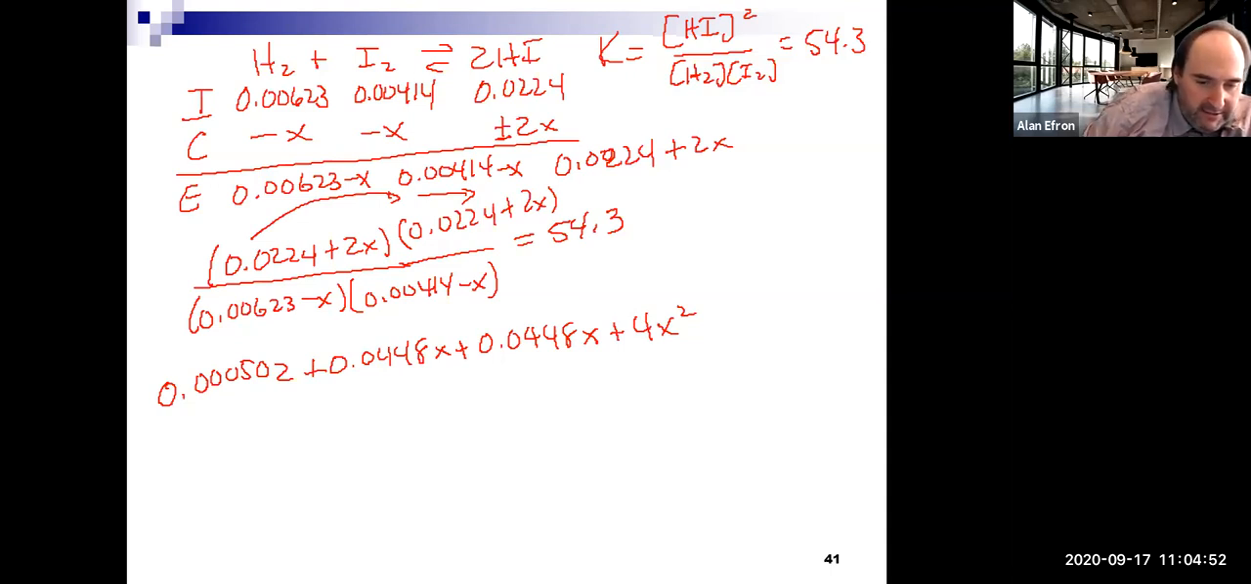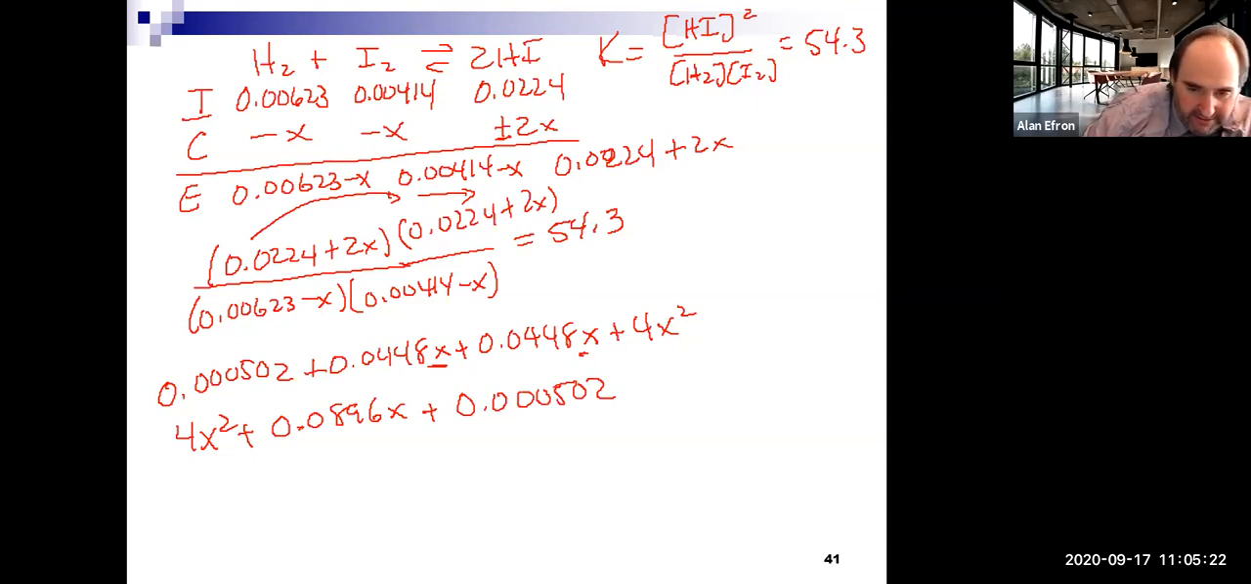I'm now going to just kind of clean up everything here for the top guy. That's going to give me 4x squared. I'm going to add these two x's together, and that's going to give me 0.0448 plus 0.0448, going to give me 0.0896x plus 0.000502. I'm just going to put top next to it. So that takes care of the top part.